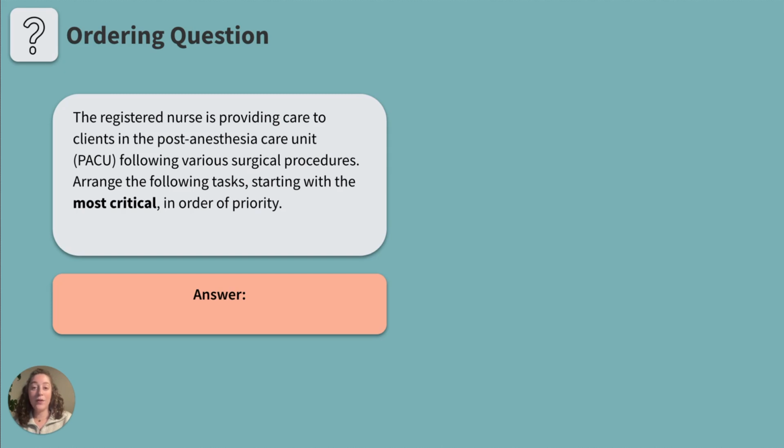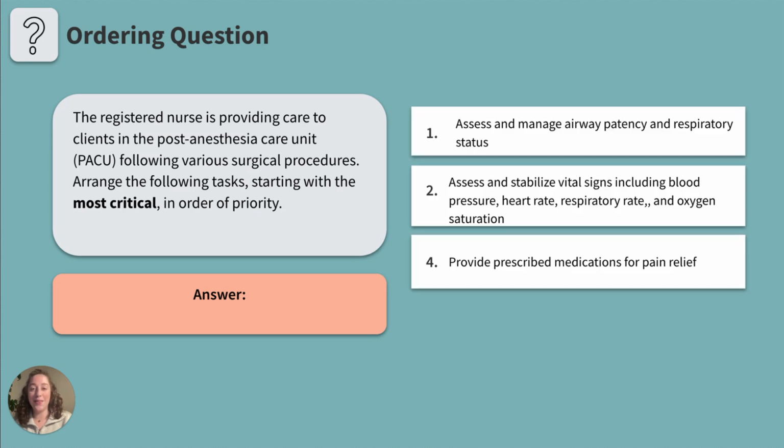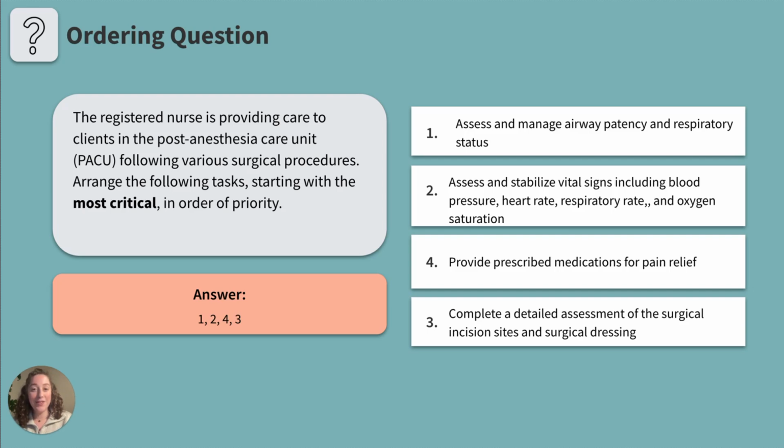All right, so if we're going to place these answer choices in order from highest priority to lowest, the correct answer would be 1, 2, 4, 3. Assess and manage the airway, assess and stabilize vital signs, provide pain medication, and assess the surgical incision site and dressing.